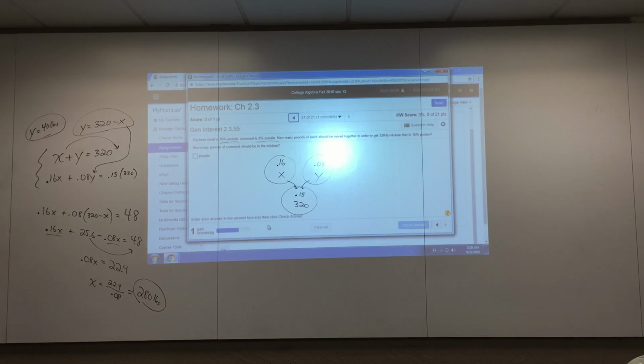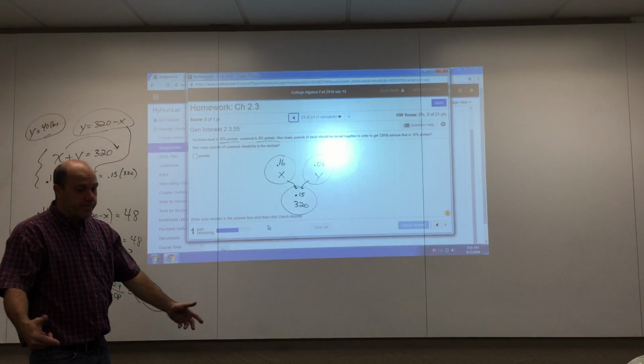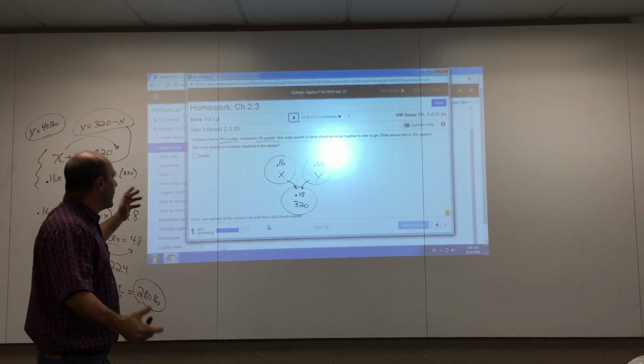You guys okay? So, a cool little mixture word problem. It makes you write two equations, two variables, and then you solve it. I don't think it's too hard.